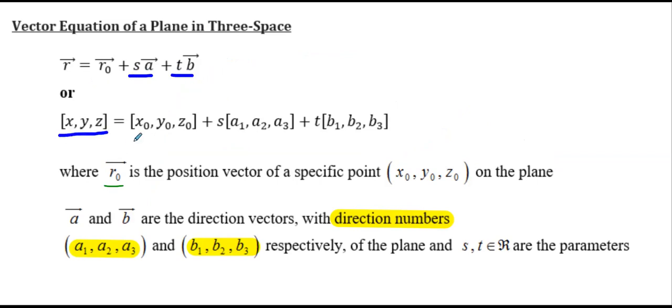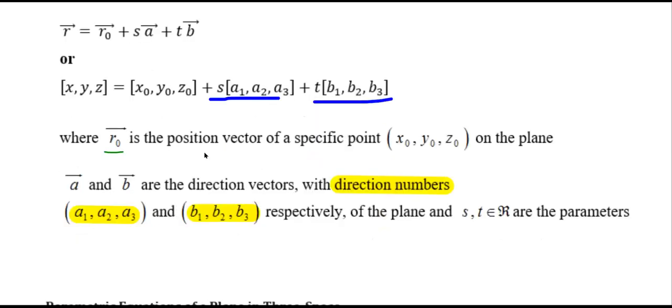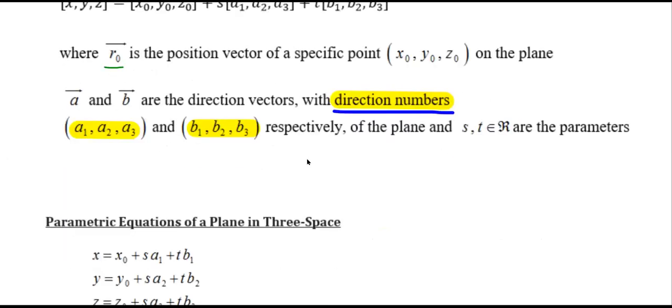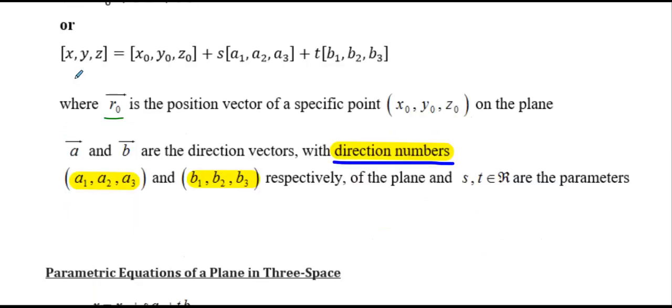So this will look a little bit more familiar in component form. Again, the generic vector x, y, z is a combination of a position vector pointing to a specific point on that plane or surface or sheet of paper, and then adding scalar multiples of two direction vectors. Okay, so the A1, A2, and A3, B1, B2, B3, these are referred to as direction numbers because they're part of the direction vectors.